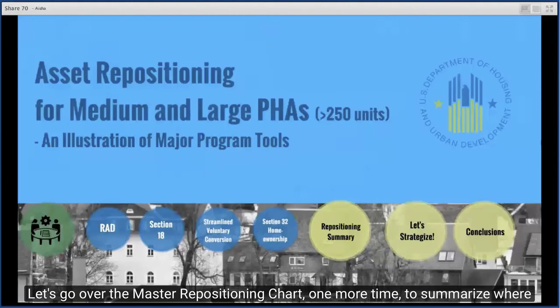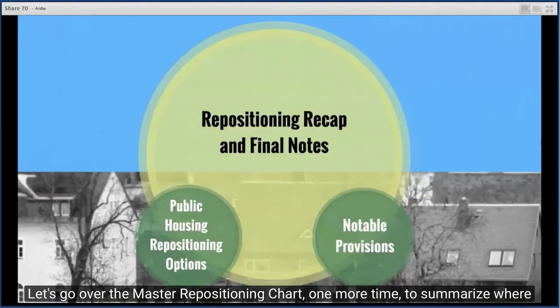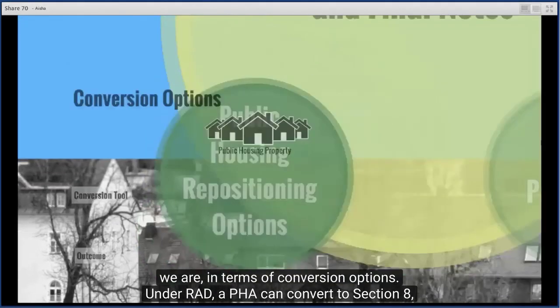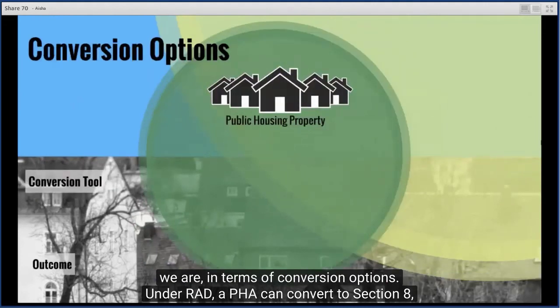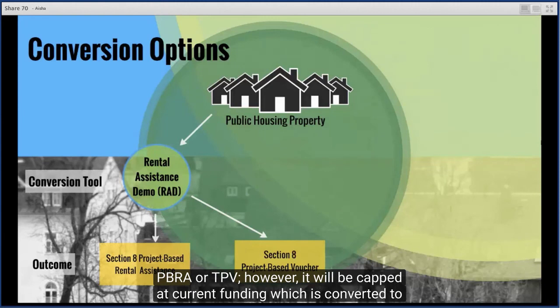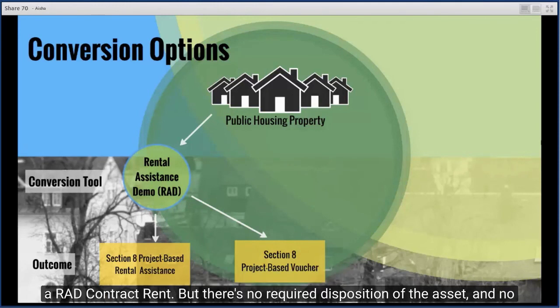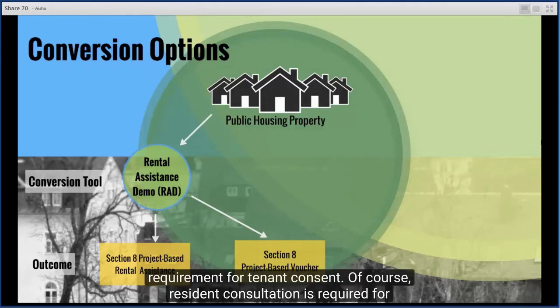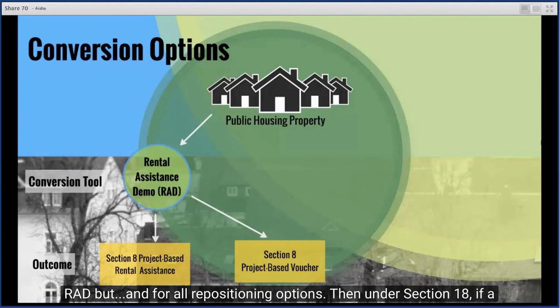Let's go over the master repositioning chart one more time to summarize where we are in terms of conversion options. Under RAD, a PHA can convert to Section 8 PBRA or PBV. However, it will be capped at current funding, which is converted to a RAD contract rent. But there's no required disposition of the asset and no requirement for tenant consent. Of course, resident consultation is required for RAD and for all repositioning options.